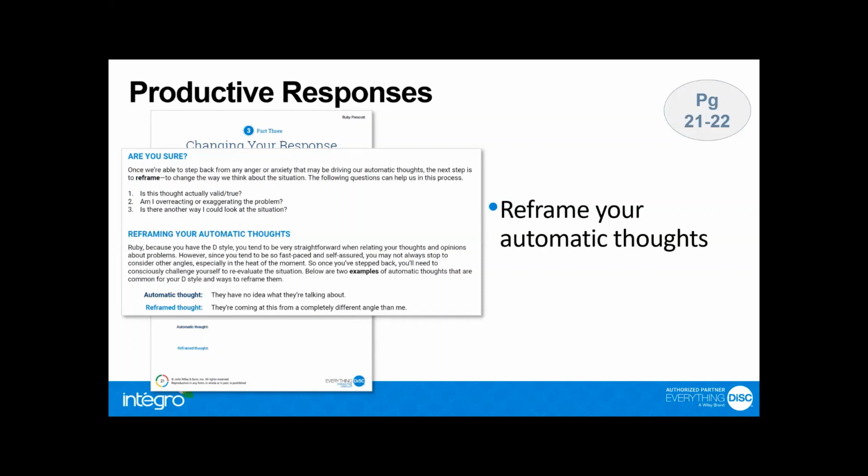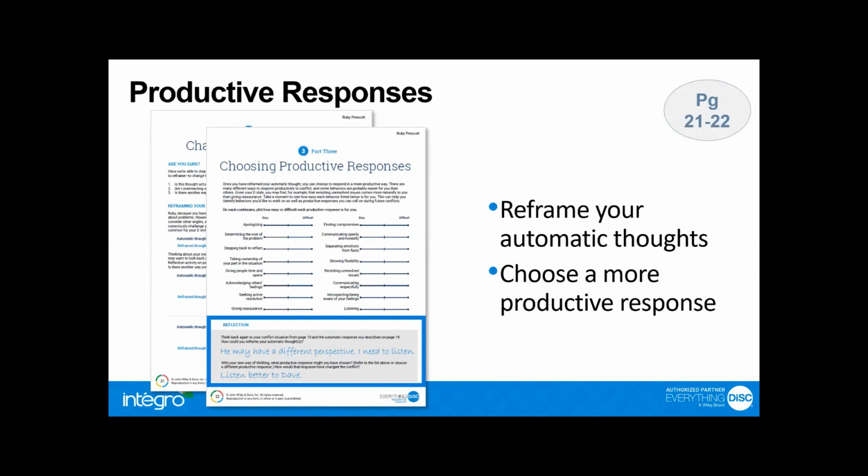Okay, and then in the profile, which is also the workbook, you have the opportunity to practice reframing some automatic thoughts that you've been having in past conflicts. Okay, and so then we're going to go back to the conflict situation you described on page 10. So we're back to that again. All right, now we identified the automatic thought on page 18. Now we're looking at how do we reframe that? And then what would the behavior be that I would use in this case for Ruby? She needs to listen, so she will then listen better to what Dave has to say.